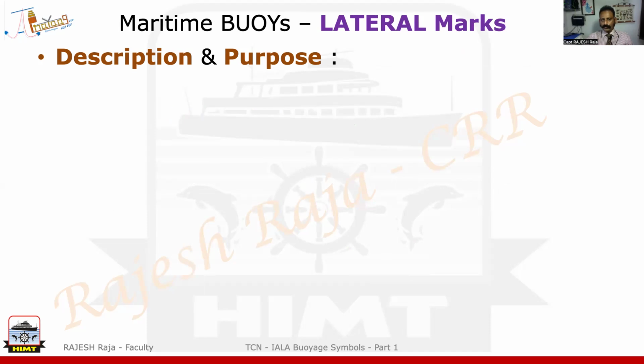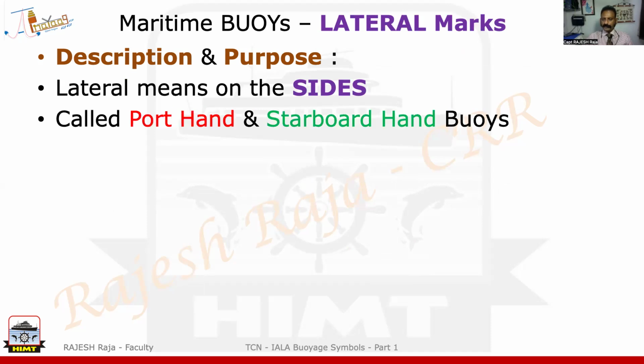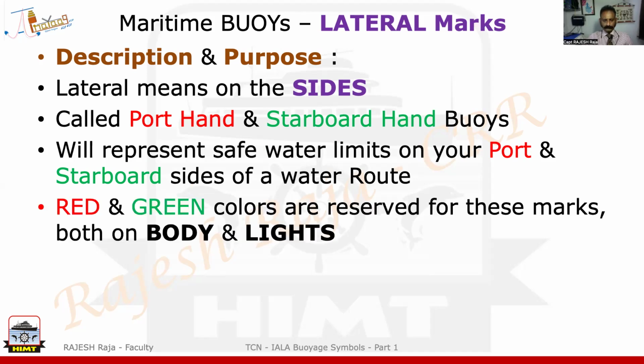For every buoy, you should know the purpose also. Lateral means sides, which means I can call it a port hand buoy or a starboard hand buoy. I have marked the colors based on region A. Please remember, when you go to region B, the colors change. Now, what do these port hand and starboard hand buoys represent? They try to give you safe water limits on any water route. So they give you a port side limit and a starboard side limit of your water route.